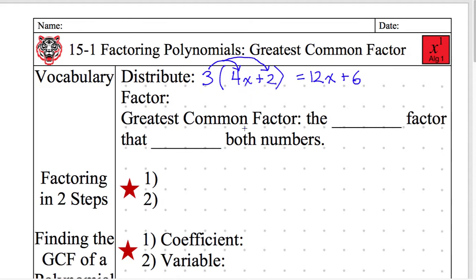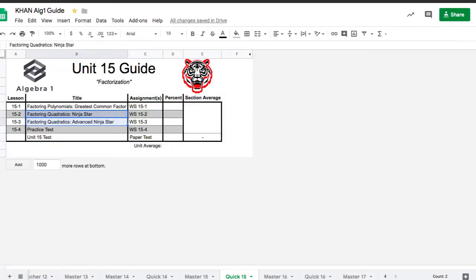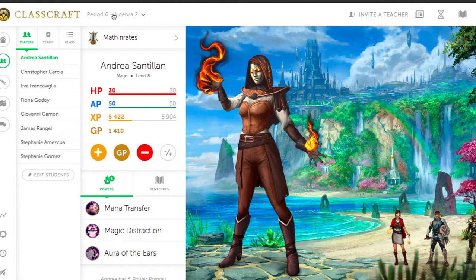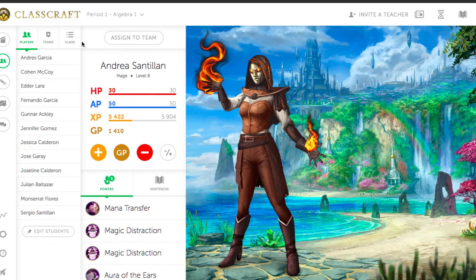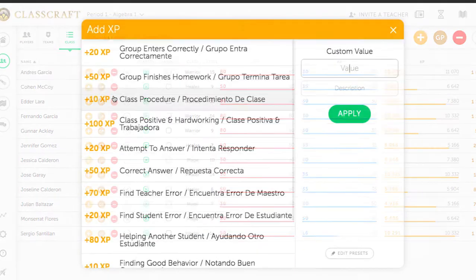Go ahead and write down Andres' example. That was a great example. So let me come back here and give Andres some XP. That is Algebra 1, or that was Algebra 2. We are in Algebra 1, and Andres got XP.